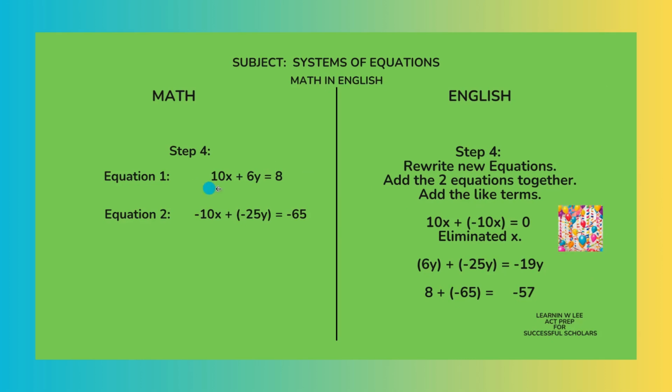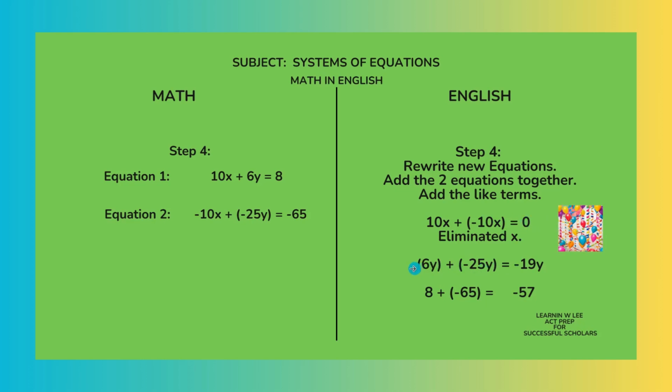Our new equation 1 is 10x plus 6y is equal to 8. Our new equation 2 is negative 10x plus negative 25y is equal to negative 65. So in English, we can see 10x plus a negative 10x is equal to 0. So that eliminates our x's. If we had 10 x's and we take away 10, we have 0, we have no more. So even the variable x is gone, it's just 0. So we take that away altogether.